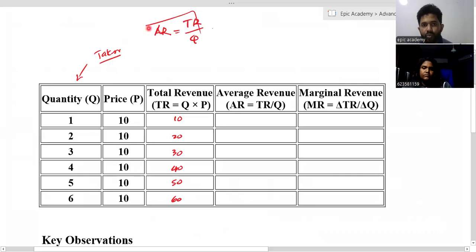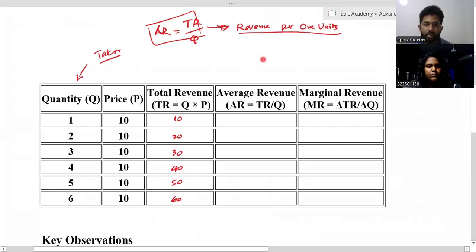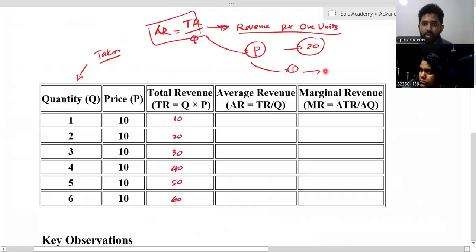Here, you will get the idea of what you can earn from selling one quantity, or the earning, or revenue, per one unit, isn't it? Yeah, that's the meaning: revenue for one unit. So revenue for one unit must be equal to P, isn't it? Yes. If the price of the commodity is 20 and you are going to sell only one commodity, then what happens to the average revenue? It's also 20.